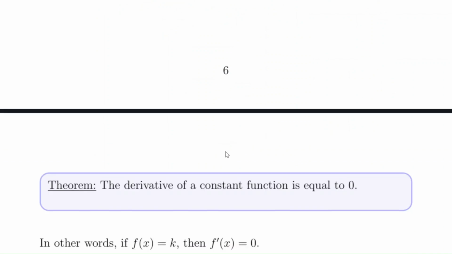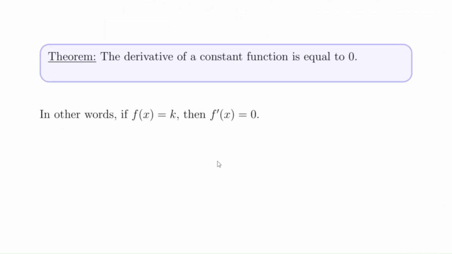Okay, so what are the rules? Or what are these tricks that we can do to make it quick to take a derivative? Well, the first theorem that we have is that the derivative of a constant function is equal to 0. In other words, if f of x is a constant, like if f of x equals 5, then the derivative is going to be 0. And this makes total sense because, isn't a constant function just a horizontal line? And at any point on the horizontal line, the slope's going to be 0.